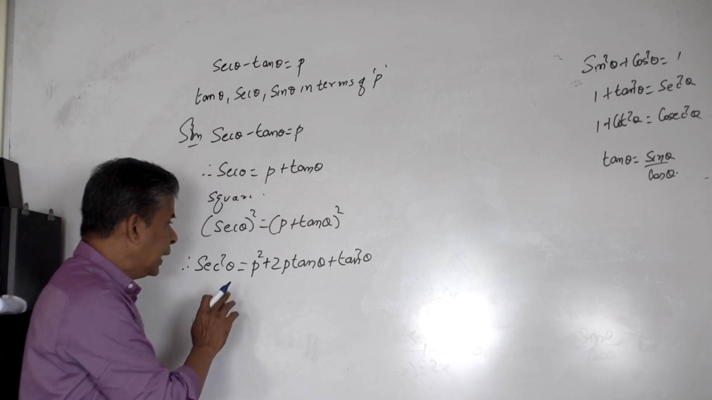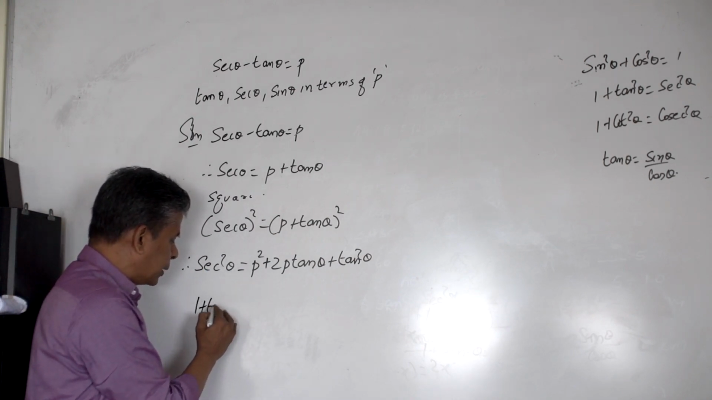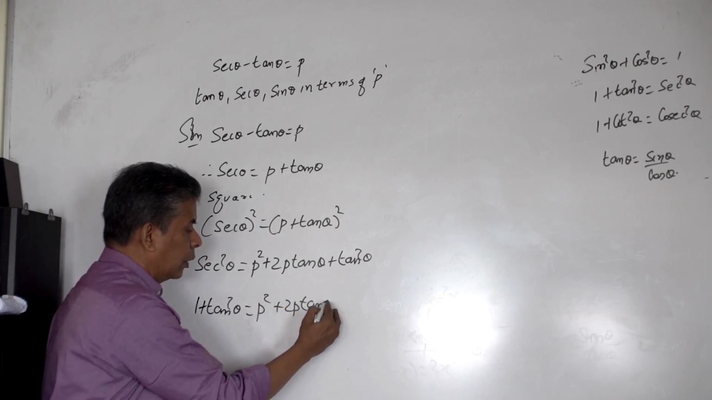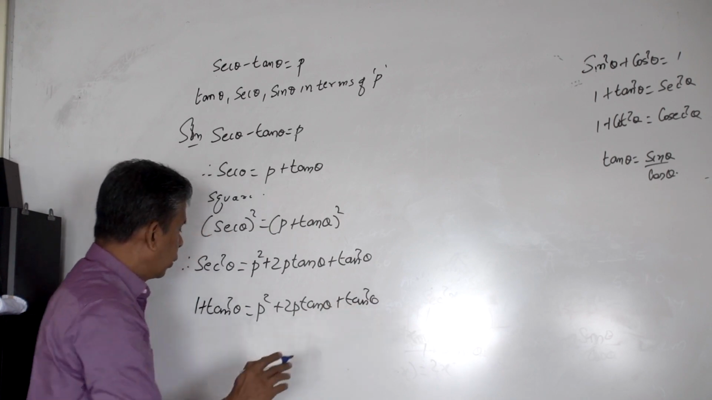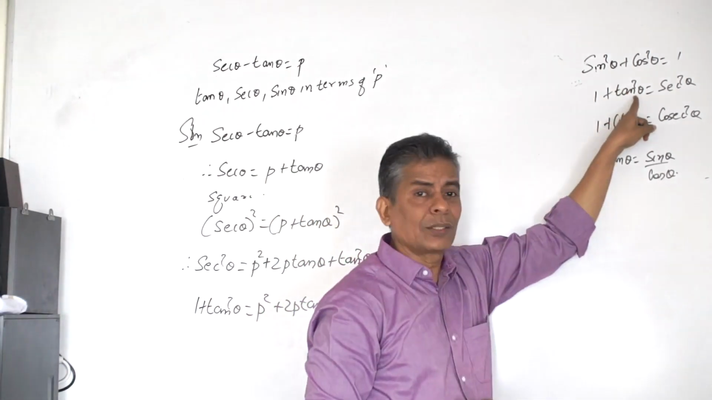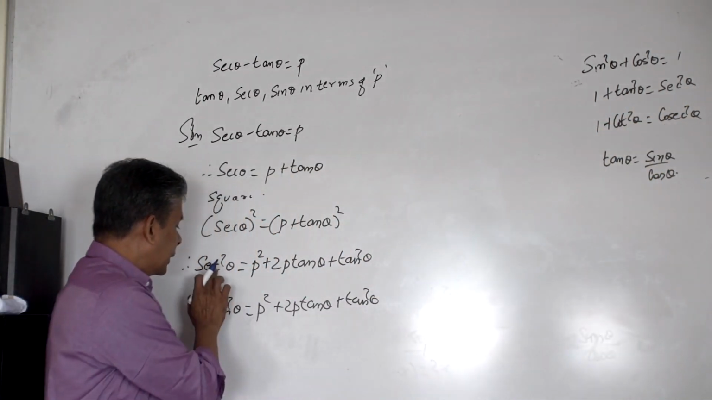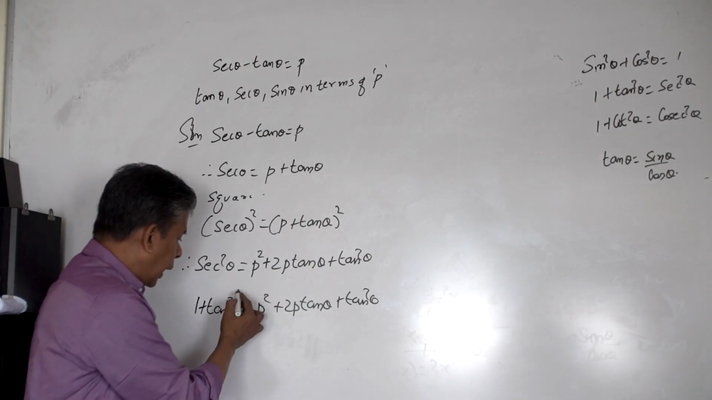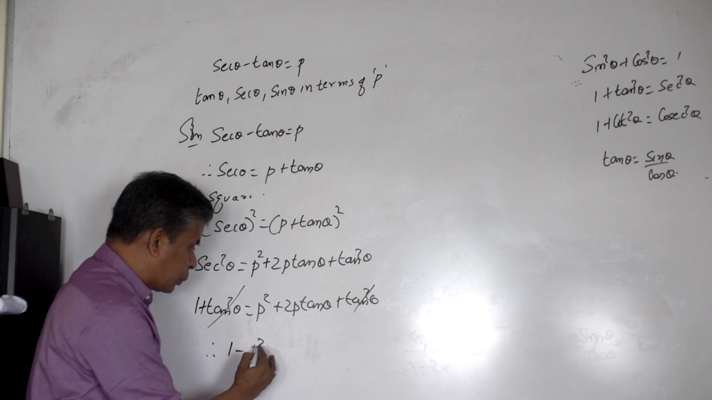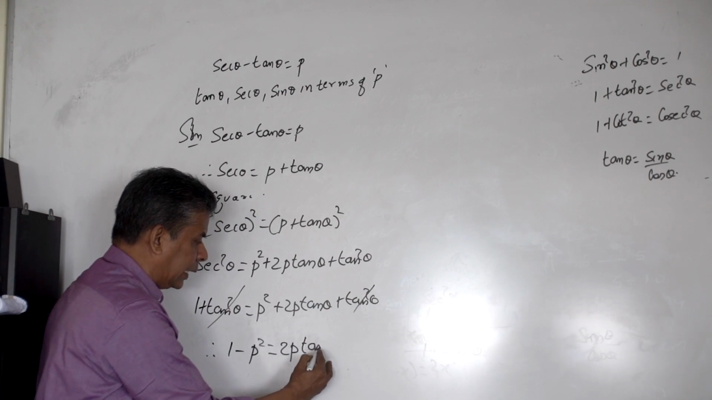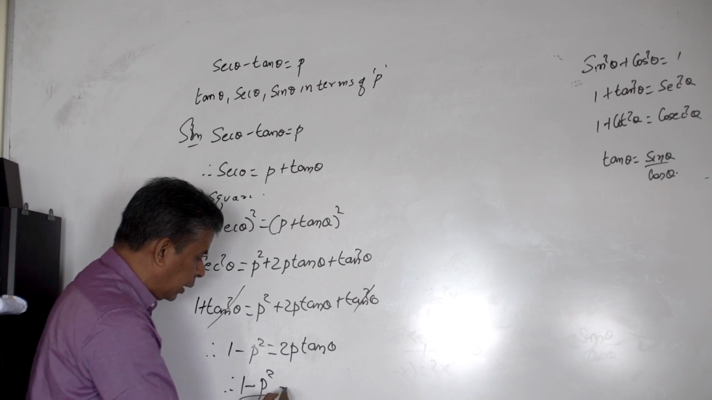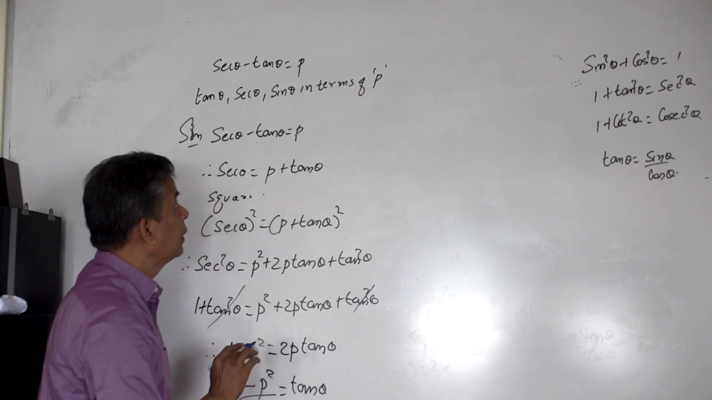Now here we can write this sec square as 1 plus tan square theta is equal to P square plus 2P tan theta plus tan square theta. Look, here there is sec square, and here the identity is the same identity we started with: 1 plus tan square is sec square. So I am writing here sec square is 1 plus tan square theta. Now tan square cancels from both the sides. Therefore 1 minus P square is equal to 2P tan theta plus P square here. Therefore 1 minus P square upon 2P is equal to tan theta. Tan is found.